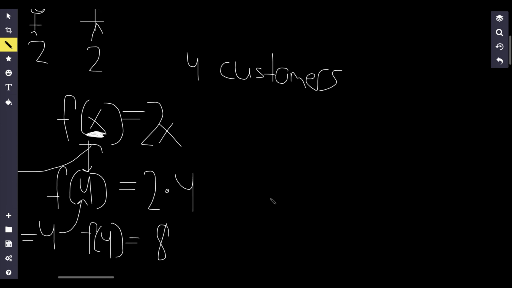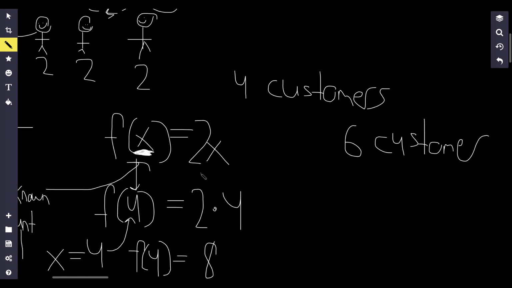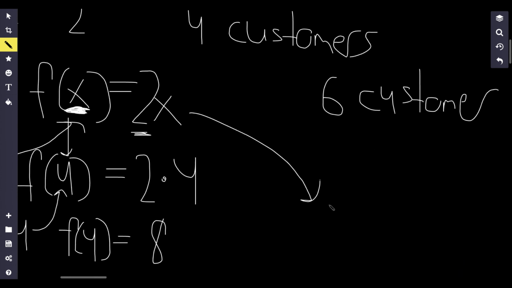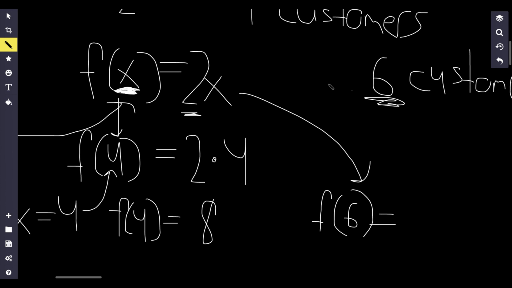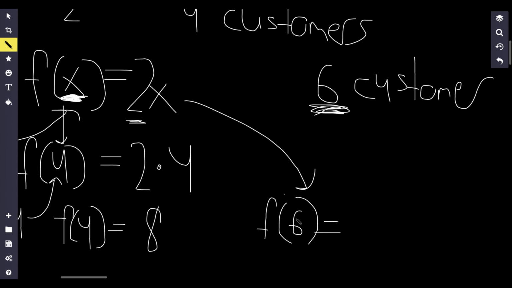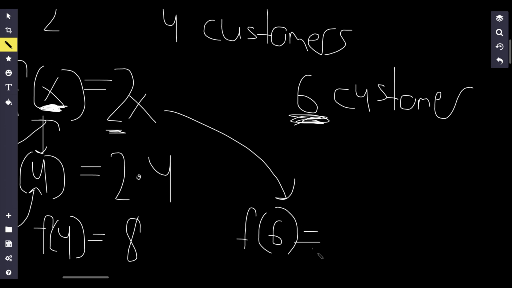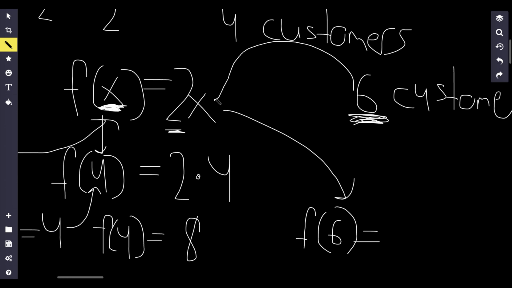Let's do another example. Let's say we have 6 customers, how many cookies would we need if each customer needed 2 cookies? Well, in this case, we're basically trying to find out what f of 6 is equal to. Since we know the x value is 6, we're trying to find out what the y value is. So when the x value is equal to 6, aka 6 customers, how many cookies do I need? Well, all I have to do is substitute 6 in for x.